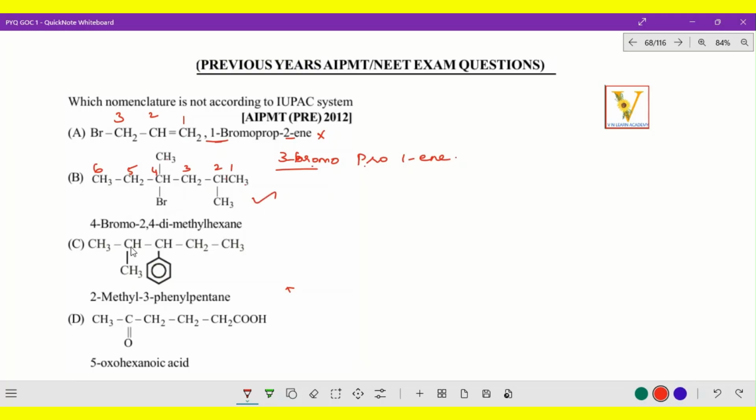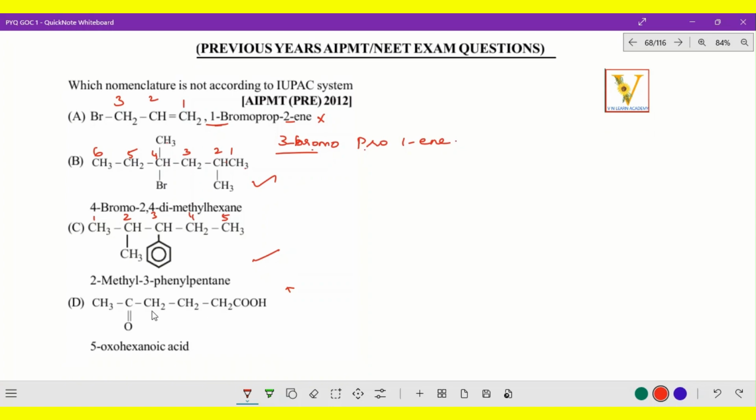The next one: CH3 CH(CH3) CH(phenyl) CH2 CH3. The same way, 1, 2, 3, 4, 5. Here the methyl group is attached to the second carbon and the phenyl group to the third carbon, so the priority comes this way. So it is 2 methyl 3 phenyl pentane, according to alphabetical order, M and P. This also is the correct answer only.